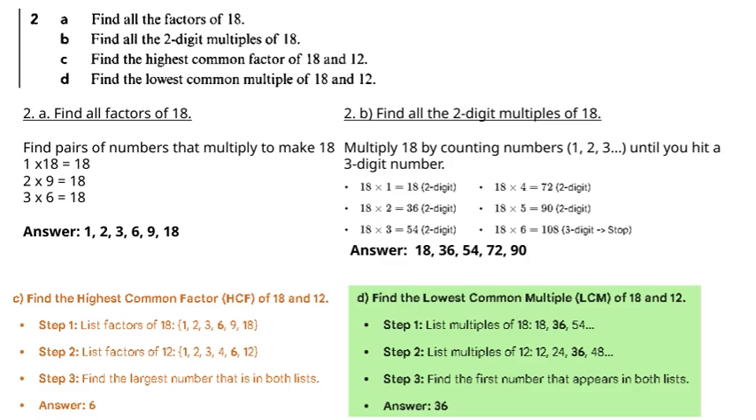Now, moving back to part 2, where we find all the factors of 18. This involves finding pairs of numbers that multiply together to give 18. For example, 1 times 18 equals 18, 2 times 9 equals 18, and 3 times 6 equals 18. So the factors of 18 are 1, 2, 3, 6, 9, and 18. Recognizing these factors and multiples helps us understand how numbers relate to each other, which is a key theme in our overall study of numbers and their properties.